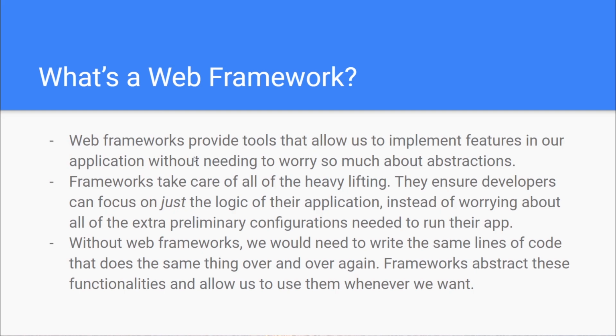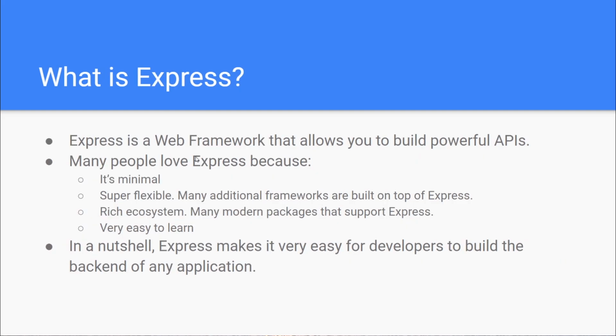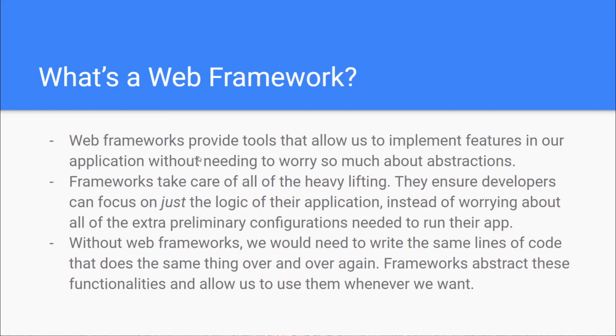All right, so let's talk about what a web framework is, or what a framework in general is, because obviously we know Express is a web framework, but we don't know what a web framework is. And I don't want you guys to just use these technologies without knowing what they are. So frameworks in general provide tools that allow us to implement features in our application without needing to worry so much about the abstractions, because quite often we find ourselves writing the same code over and over again. So we can think, hey, can't we just write all this code in one file, and then we can invoke that code whenever we need to. Okay, and that code is probably only going to be ever written once, and we probably only needed it to be invoked once anyways. So it makes sense to put all of these functionalities together into what's called a framework. And they take care of all the heavy lifting, so developers can just focus on the logic of the application without having to worry about the extra preliminary configurations that need to run their app.